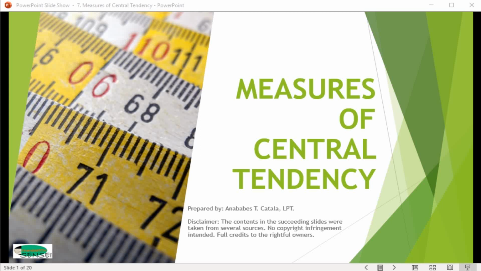Measures of central tendency. The objective of the video is to introduce to you the different measures of central tendency, the properties of these measurements, and some examples of ungrouped data where we are going to look for the mean, median, and mode.